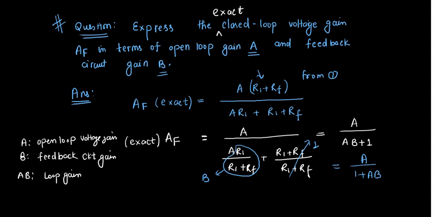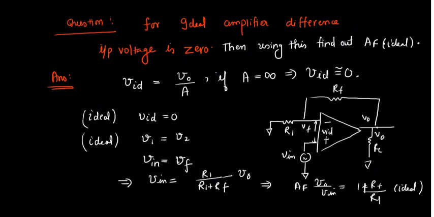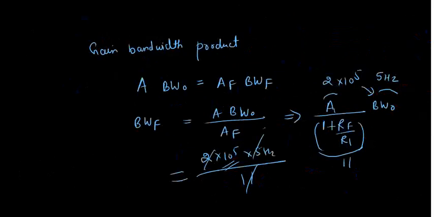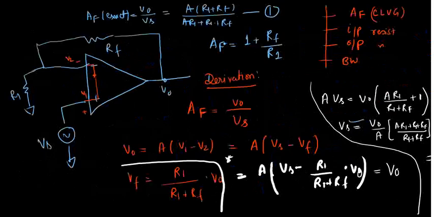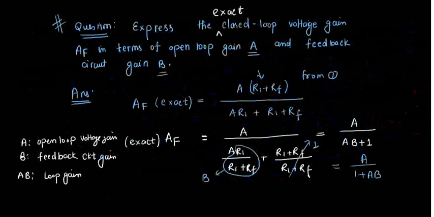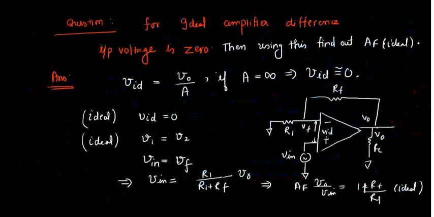Okay. So this was a concept of evaluating your AF exact in terms of A and B, or in terms of R1, RF and A. What I mean is this equation number 1, A upon 1 plus AB. But if you are only interested in ideal scenarios, there is a shortcut method, right? Do you remember that shortcut method? That I will discuss.